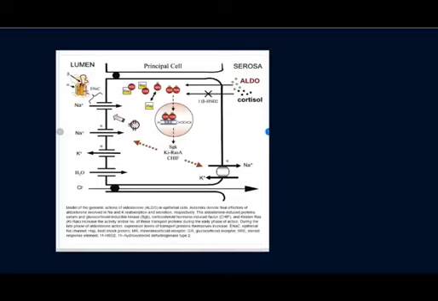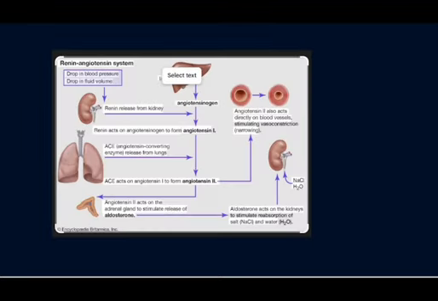Initially, when the aldosterone level goes up, it increases the activity of the ENaC channels as well as the activity of the sodium potassium ATPase. However, as aldosterone activity continues to rise, there will be increased synthesis of these ENaC channels as well as increased synthesis of the sodium potassium ATPase. So this is a primary stimulus for aldosterone production.